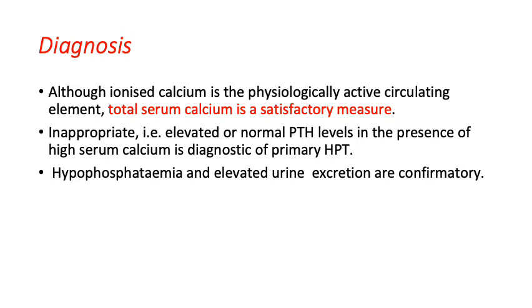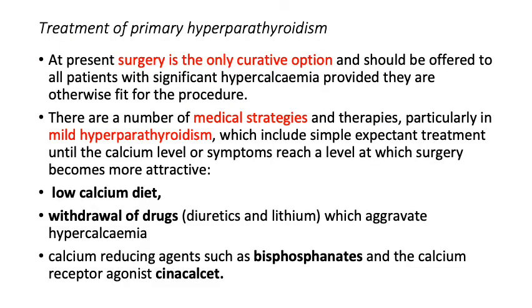Regarding the diagnosis, the biochemical measurement of the total serum calcium, parathyroid hormone, and phosphate will indicate the presence of primary hyperparathyroidism. In this condition, there will be an elevated serum calcium and a decrease in the serum level of phosphate, hypophosphatemia, and the parathyroid hormone will be either elevated or normal. This will indicate the presence of primary hyperparathyroidism.